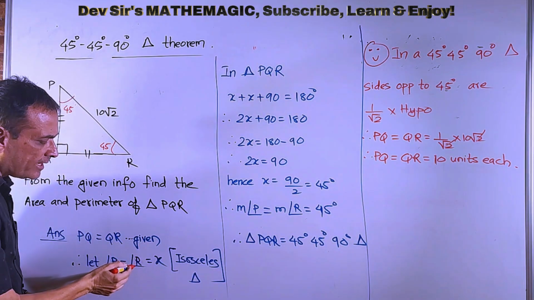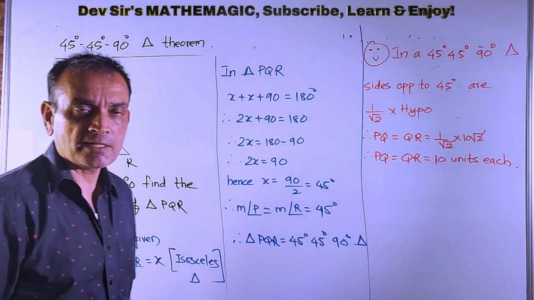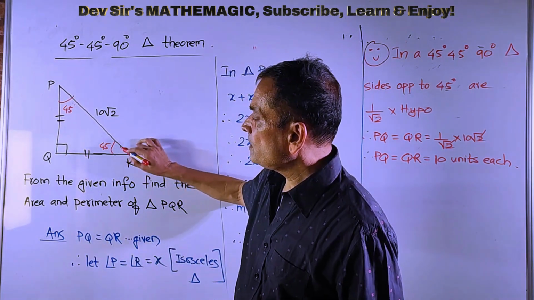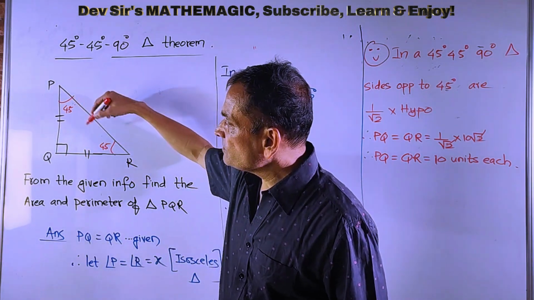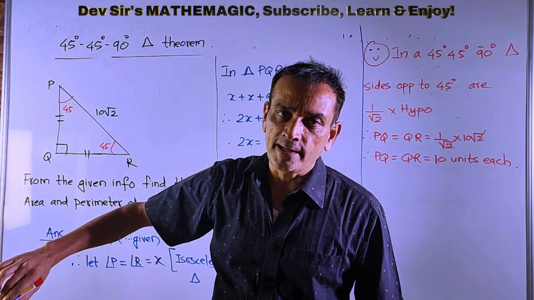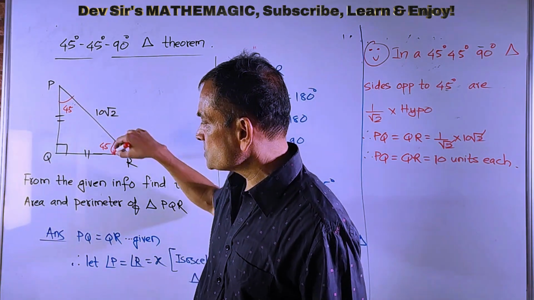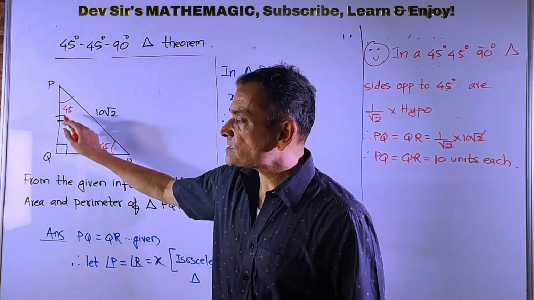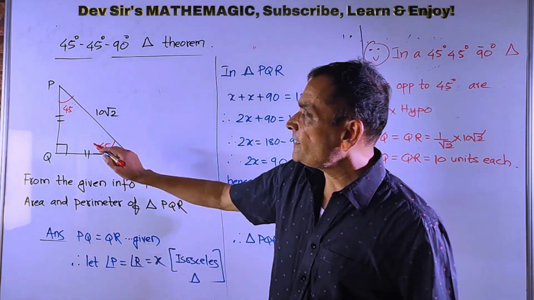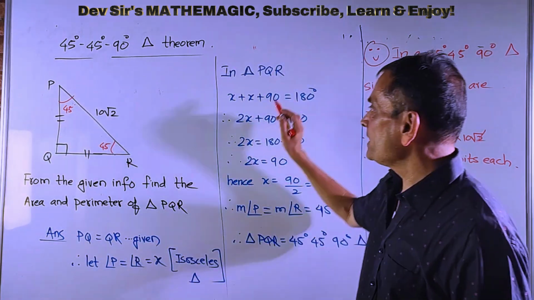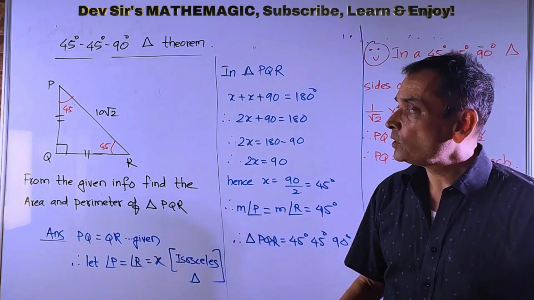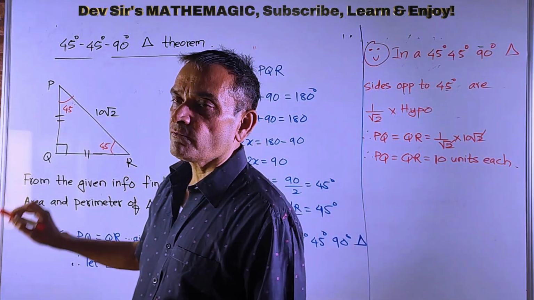Angle P congruent to angle R equal to x. You know the isosceles triangle theorem, right? When two sides are equal, angles in front of congruent sides are congruent. Base angles you can say. Isosceles triangle theorem. That is why we first called them x and x. Afterwards, 90 plus 2x equal to 180. So 2x equal to 90, x equal to 90 upon 2. So each angle becomes 45 degrees.